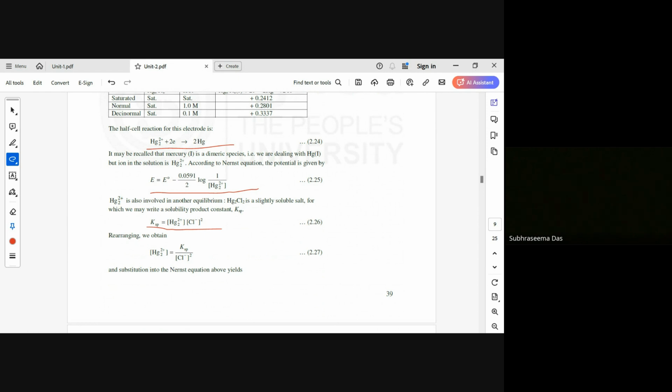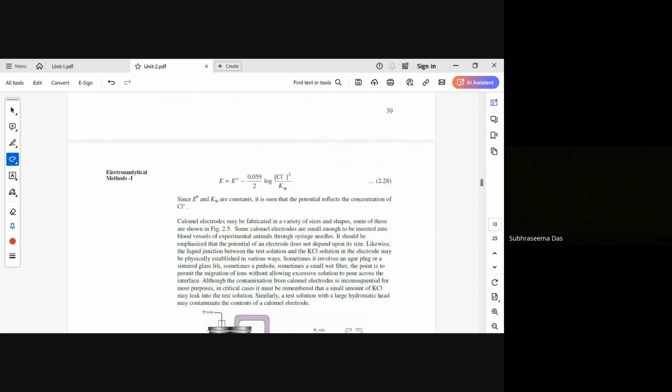So rearranging the above equations and substituting into the Nernst equation, we can find that E is equal to E naught minus 0.0591 by 2 log of Cl- squared by Ksp. So from this equation, the potential reflects the concentration of the Cl- that is used. This is an important finding.